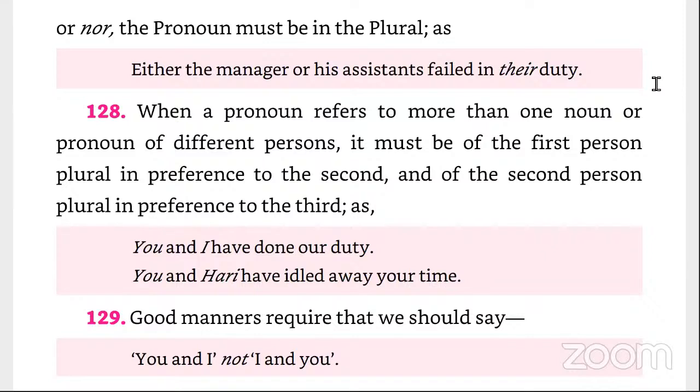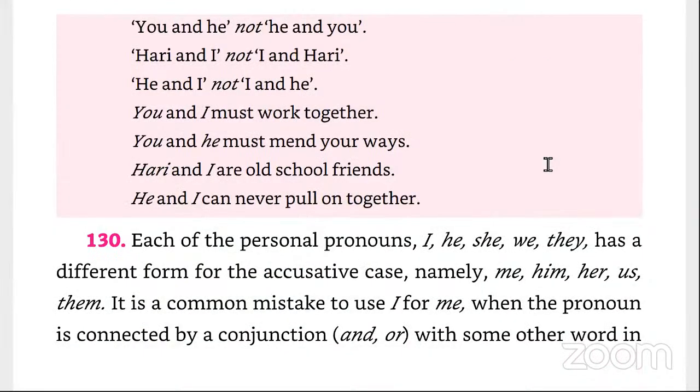Good manners require that you say you and I, not I and you. That is the reason sometimes people say you and I are good friends. I and you is not incorrect, but there is something like appropriacy. So you can also make it like you and I. Everybody understands? You and he, see, 2, 3. You and he is better, not he and you. Hari and I, not I and Hari.